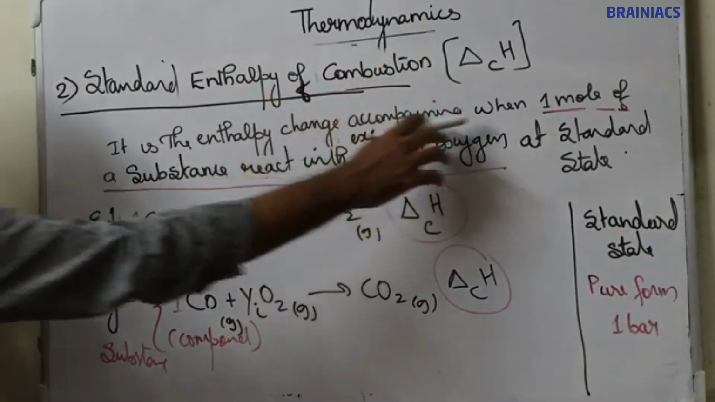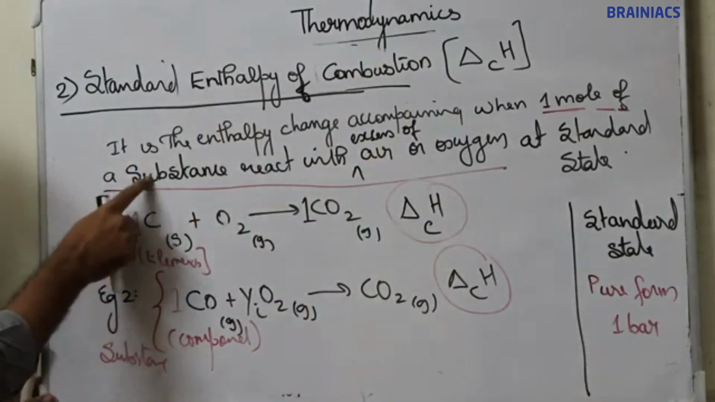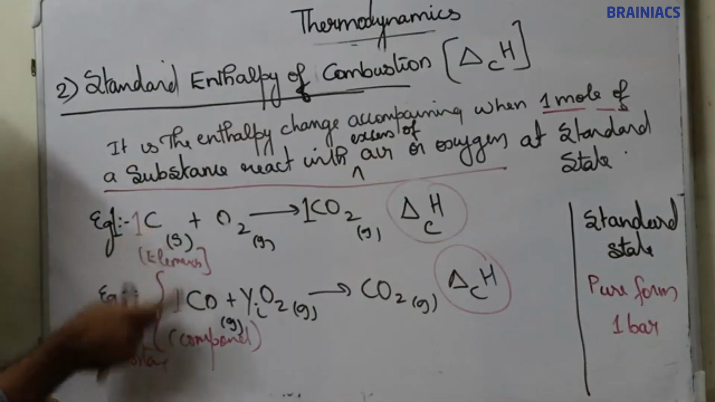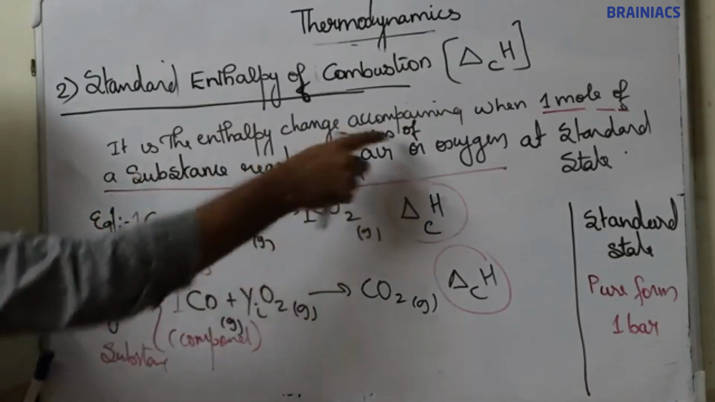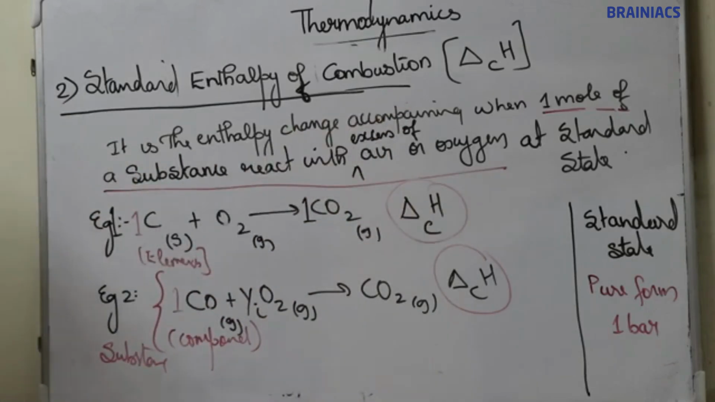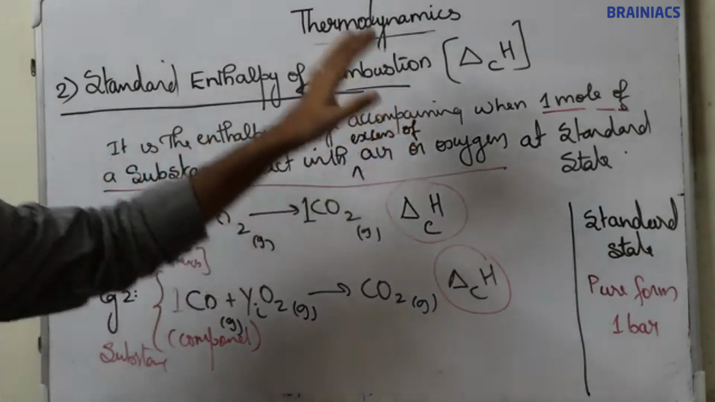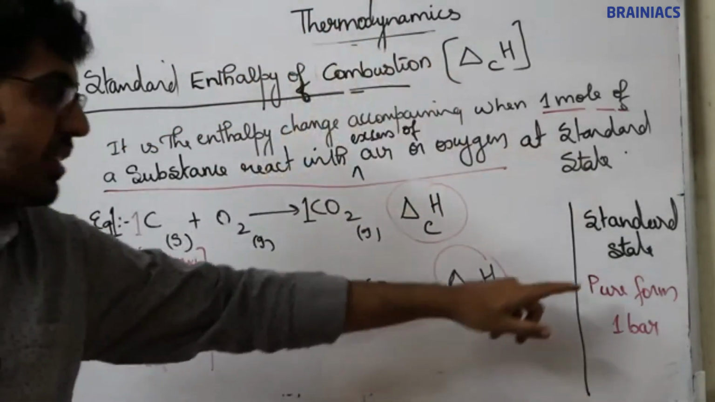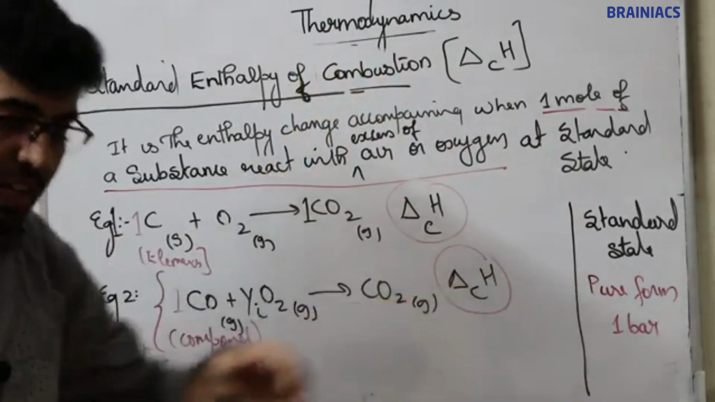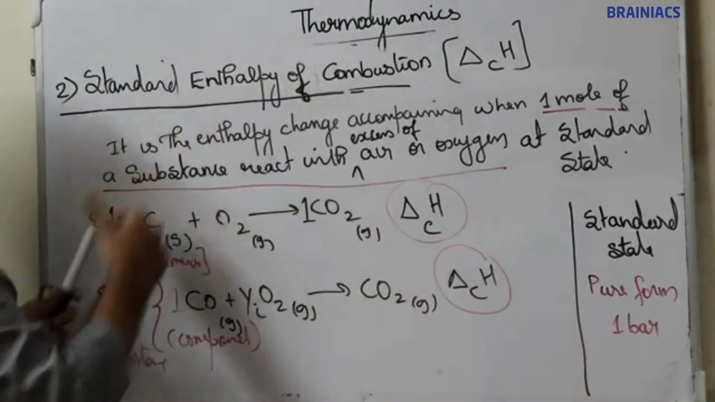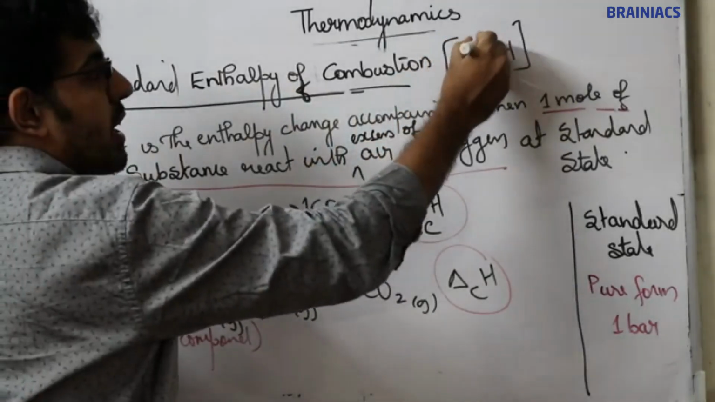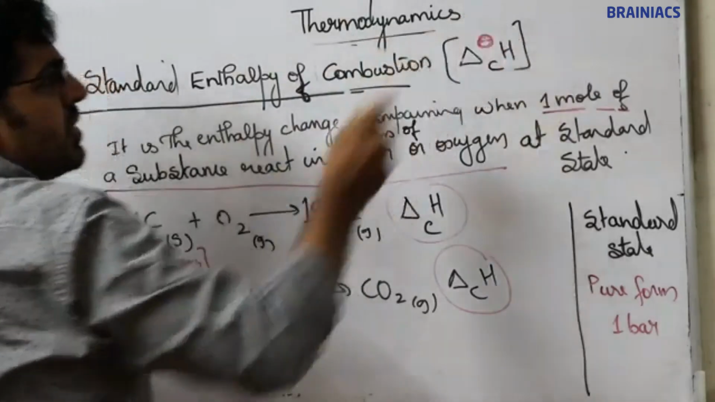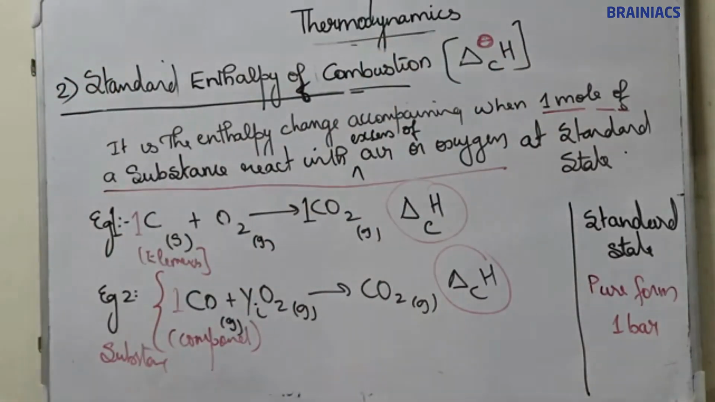It is the enthalpy change accompanying when 1 mole of a substance, here substance means it can be an element or compound, reacts with excess of air or oxygen at standard condition. This is known as enthalpy of combustion. And if the reaction occurs under standard state, meaning pure form and 1 bar, then that enthalpy of combustion is known as standard enthalpy of combustion, represented by delta Hc theta. Okay, I think it's clear.